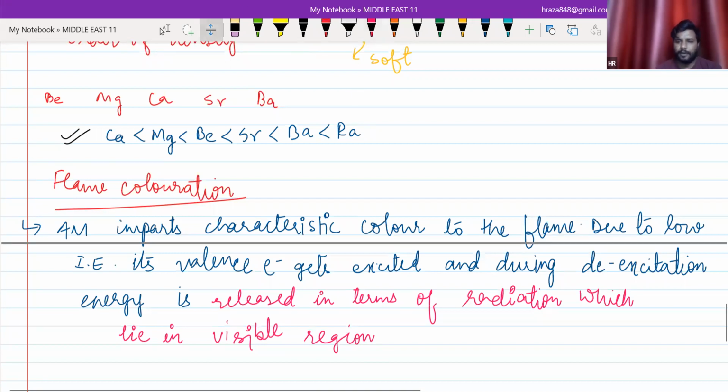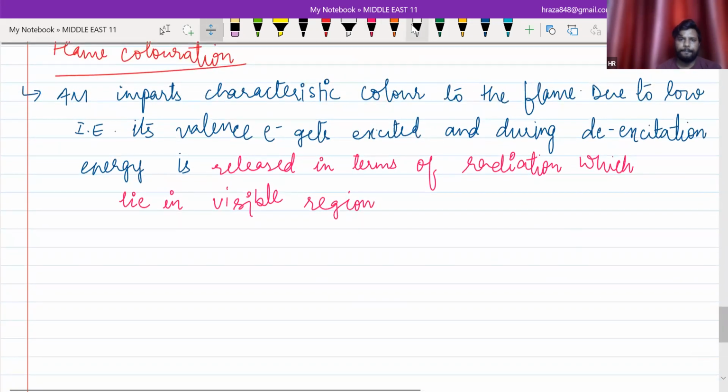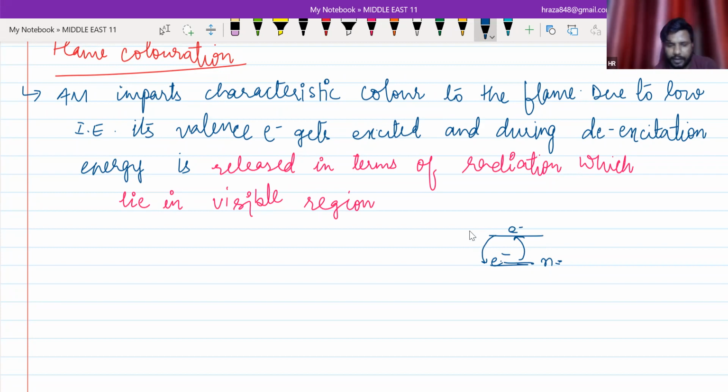So what happens here is, just suppose the electron is here. One electron is here. This is the outermost shell electron. And when flame is nearby, this electron will get energy and it will excite and go to higher energy level. And then after some time, it will de-excite to its same energy level. During this de-excitation, it will release energy in the form of radiation, which lies in visible region, and we see color, flame coloration. Is that clear?